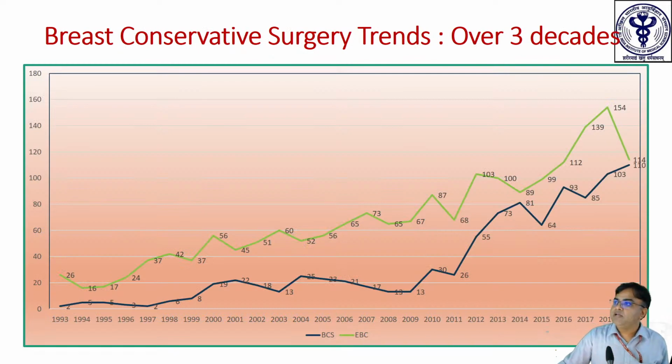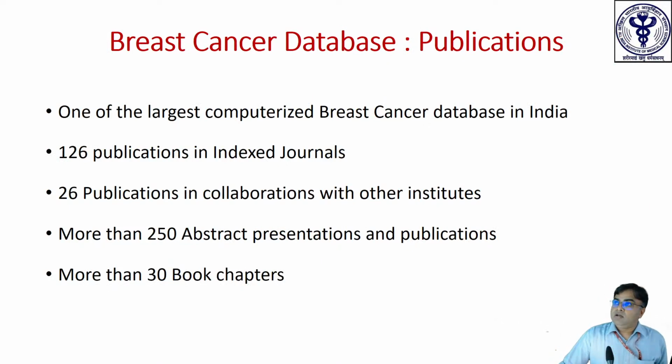In this graph, you can see the rate of early breast cancer picking up and moving towards breast conservative surgeries. Simultaneously, both are rising. Initially, EBCs were 20 to 30%, but right now we are seeing almost 40 to 50% early breast cancer, and in the same way we are doing breast conservative surgeries. So it is one of the largest breast cancer databases in India.